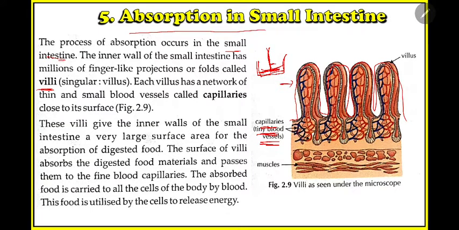Forget about this, just focus on this: in the process of digestion, the inner wall of the small intestine has finger-like projections known as villi, and these villi are connected with several tiny blood vessels. What they will do is take the food. These villi help in the transfer, or absorption, of food from the small intestine, and they give it to the blood vessel.